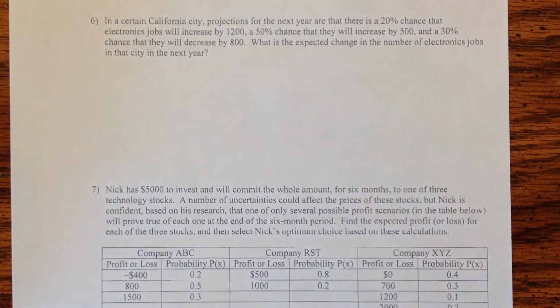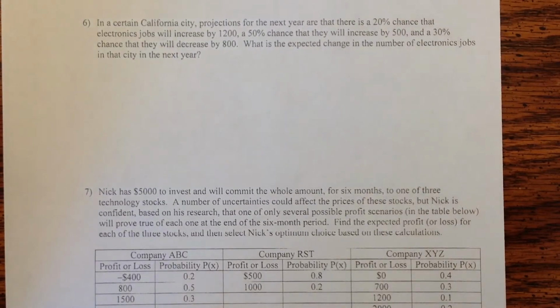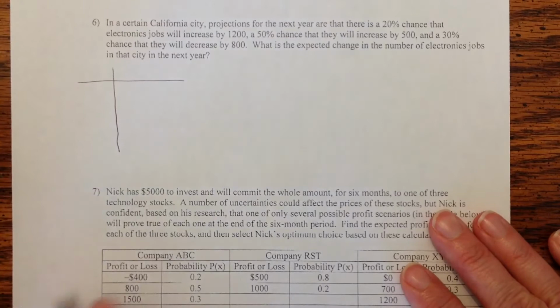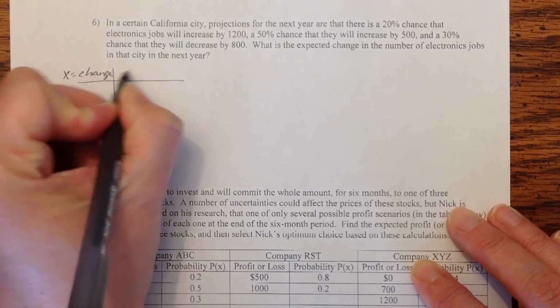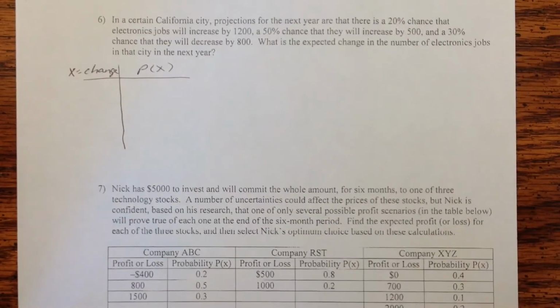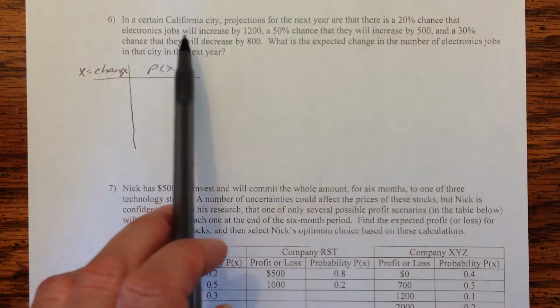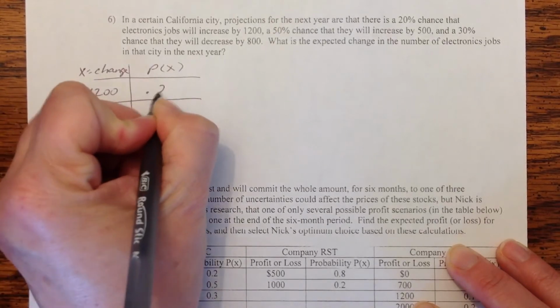All right, 6. In a certain California city, we're going to talk about what are the projections for next year about the number of electronics jobs. So we want our X to represent the expected change in the number of electronics jobs. Now this one's pretty straightforward because they give us the probabilities right in the word problem. So there's a 20% chance that jobs will increase by 1,200. So jobs could go up by 1,200, and that's 0.20.